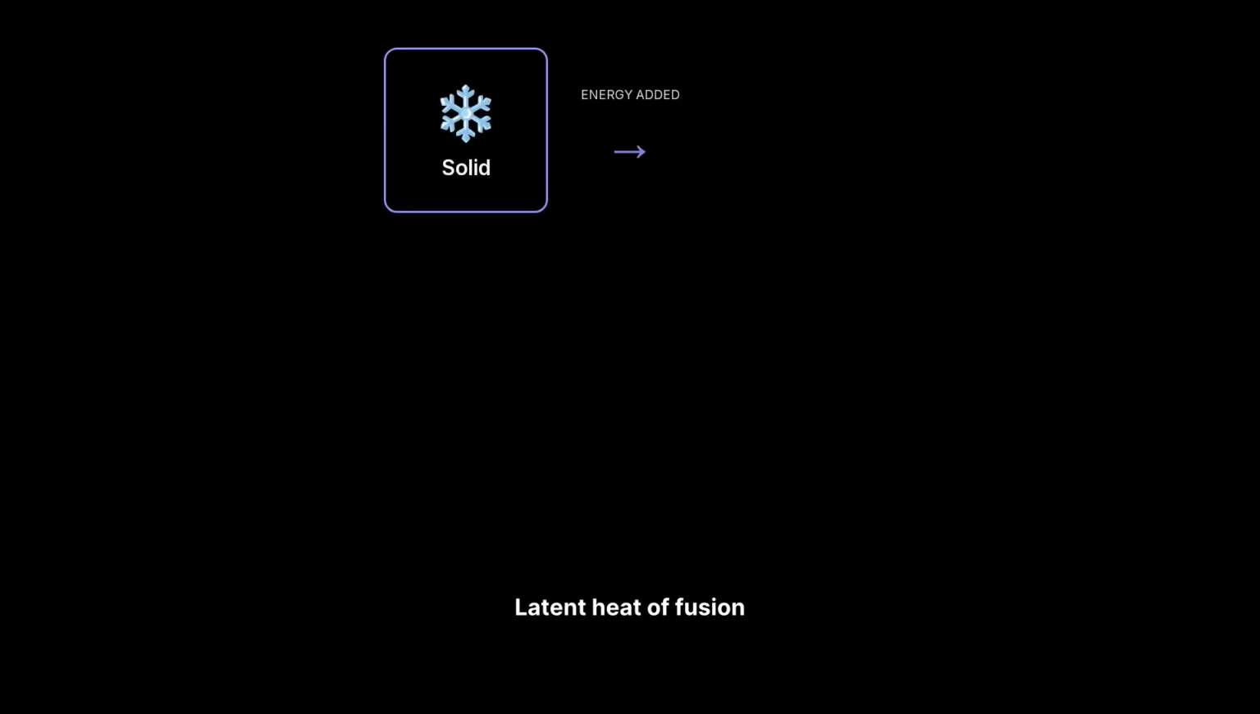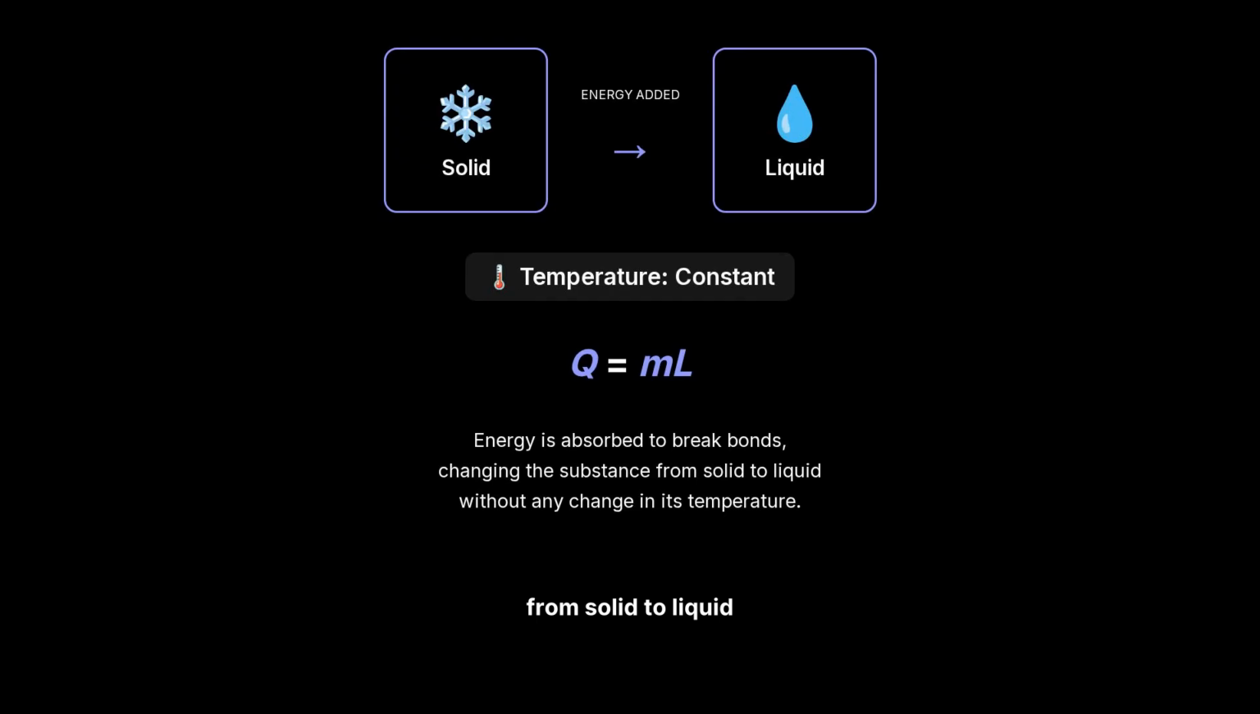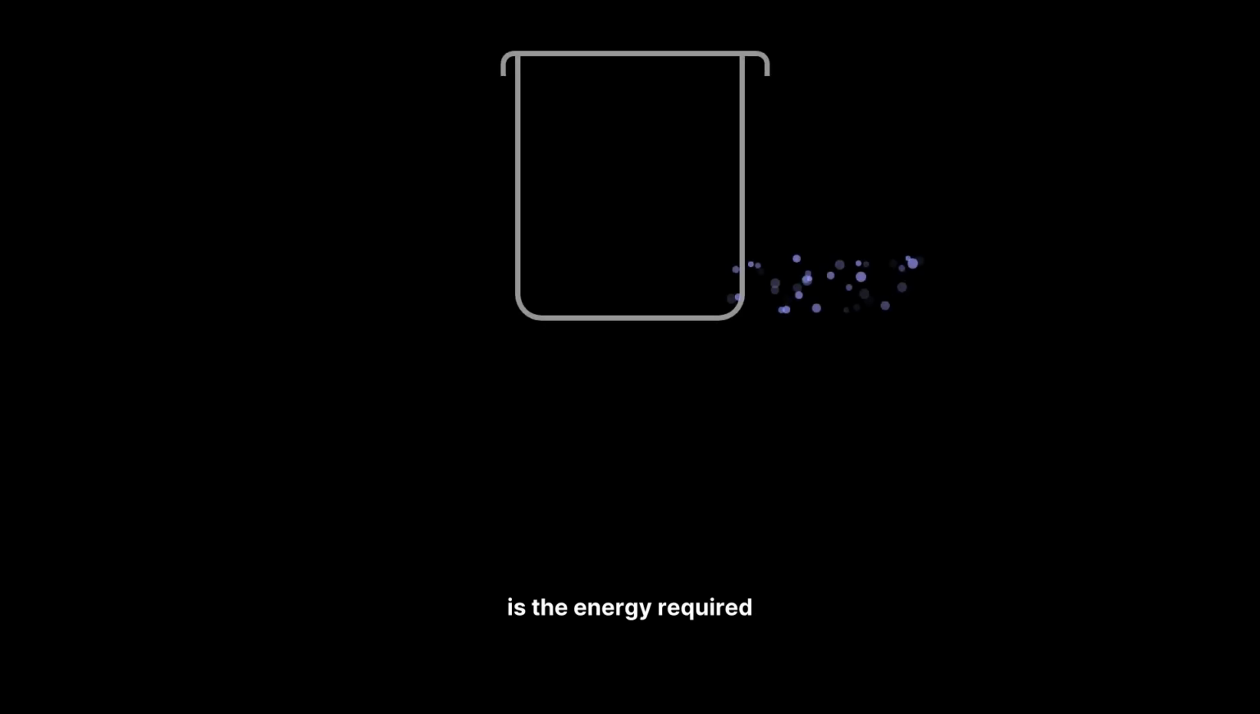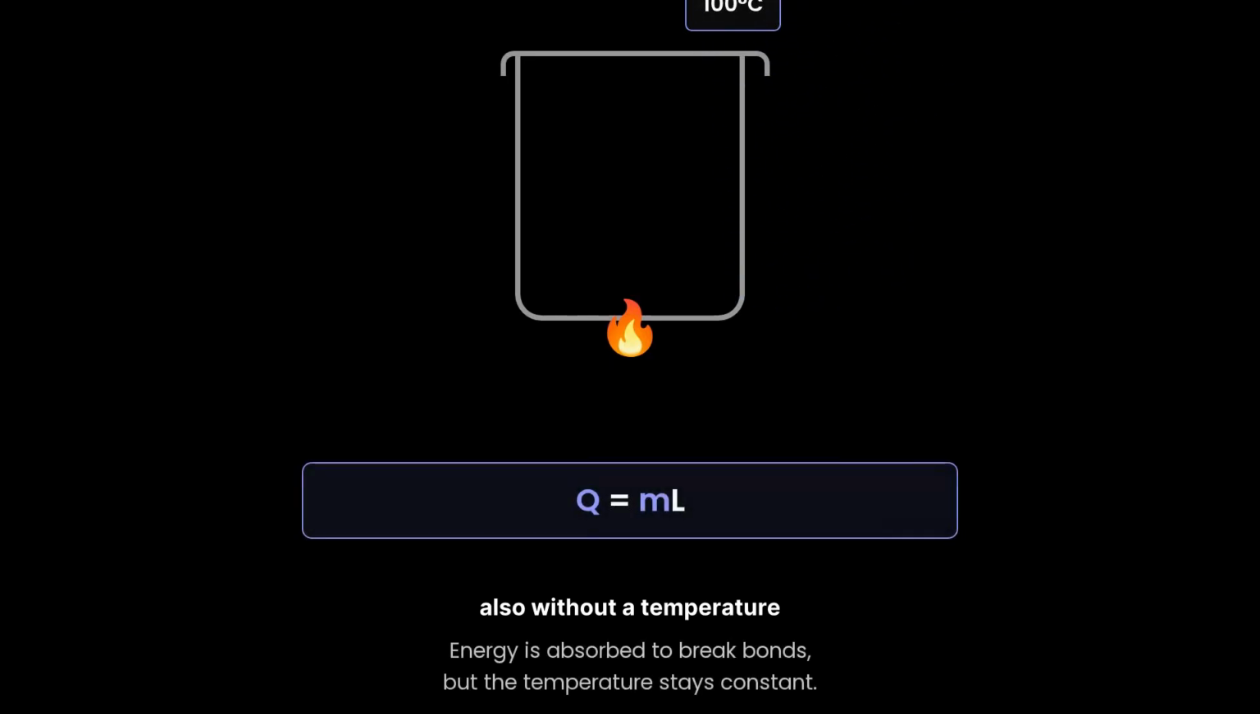Latent heat of fusion is the energy needed to change a substance from solid to liquid at its melting point without changing temperature. Latent heat of vaporization is the energy required to change a substance from liquid to gas at its boiling point, also without a temperature change.